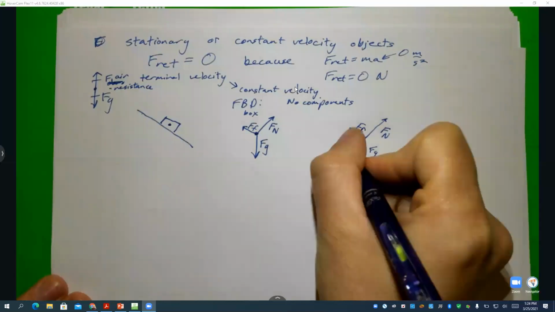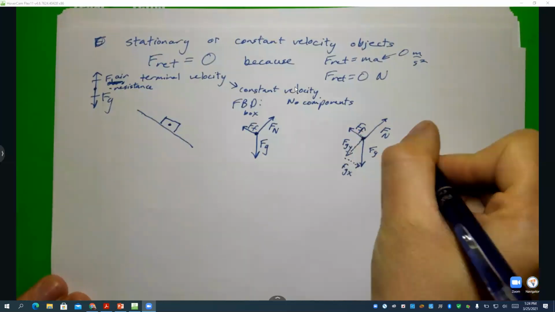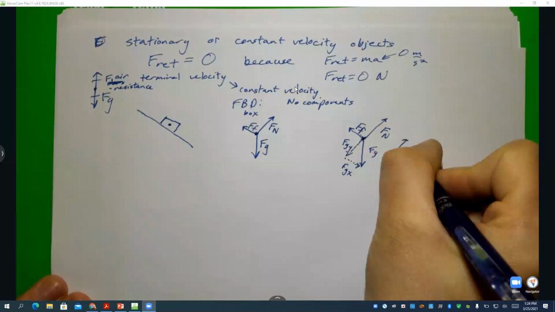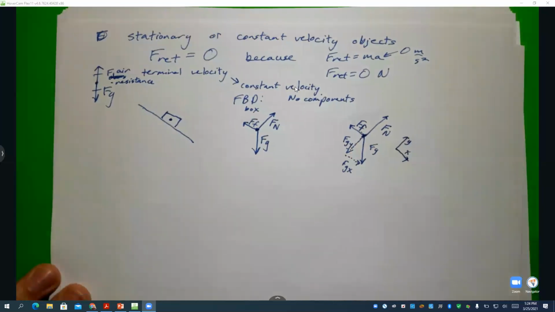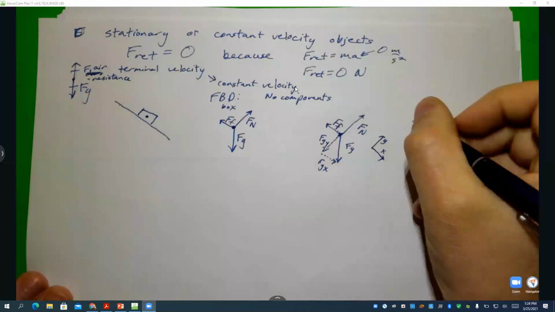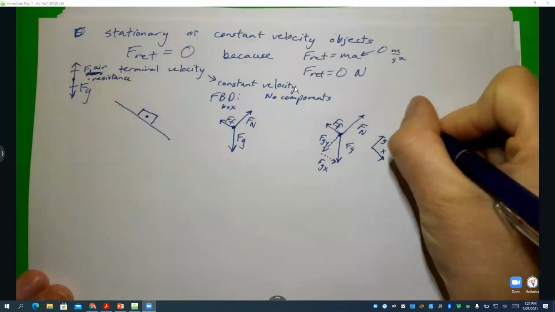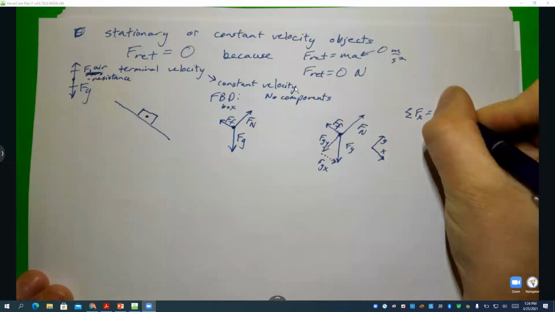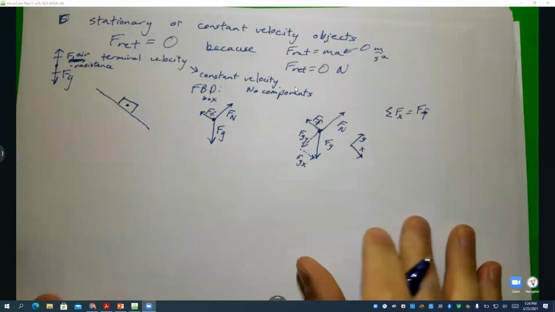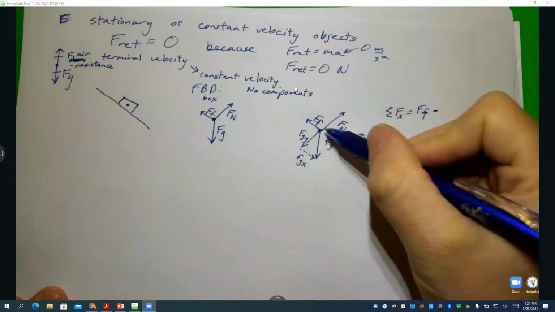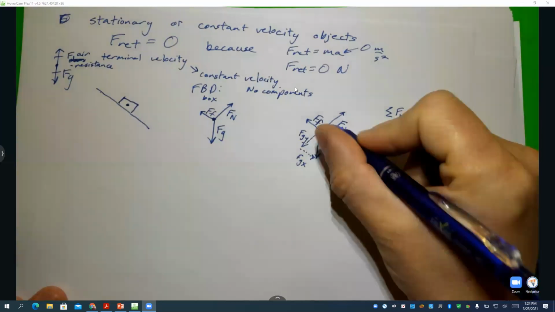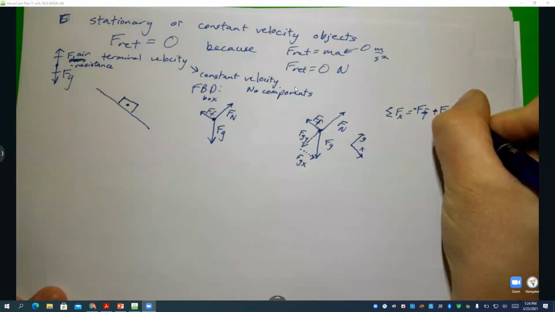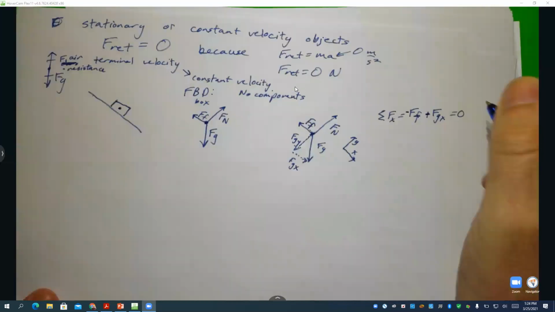FGX and FGY, because we have bent, we have rotated the axes. So FGX and FGY should look like this. And then, equation wise, you would get the sum of the forces in the x direction is the force of friction, minus, or I guess I'll call it a negative force of friction. We'll call this positive. Negative force of friction plus FGX, and that equals 0.